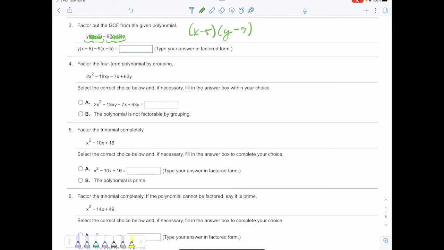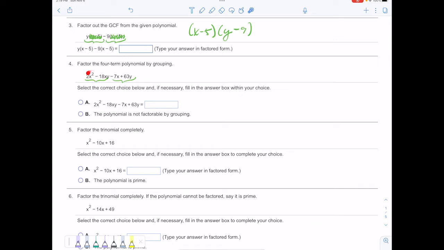Here we're factoring the 4-term polynomial by using a method called grouping. Grouping is typically used when you have 4 terms in a polynomial. So I'm going to first try finding the greatest common factor for the first 2 terms, and then the greatest common factor for the next 2. So if I look at the first 2 terms, I notice 2 is the greatest common factor of 2 and 18, and they both have an x.